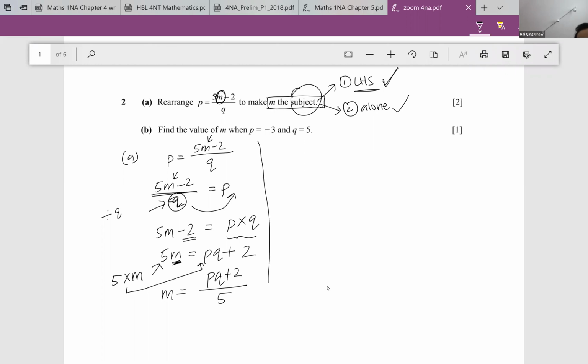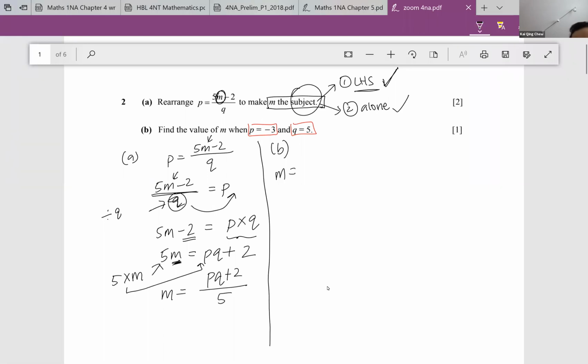Okay, so this is part A. Part B, find the value of M when P is negative 3. P is negative 3, and Q is 5.